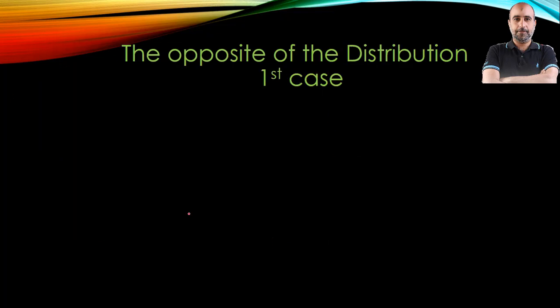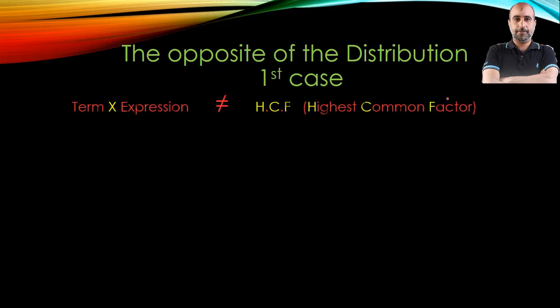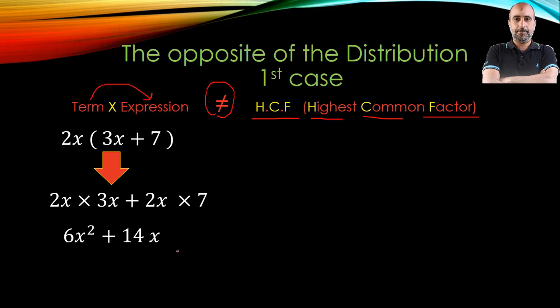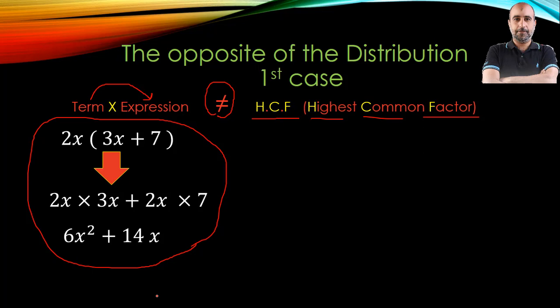Now we will do the opposite steps or the inverse. How can I do it? The first case, term on an expression. The opposite is HCF. HCF is the abbreviation of highest common factor. That's what we have just done in the previous step. Now, how can I make the inverse? We have to start from the end. We will start from 6x power 2 plus 14x.